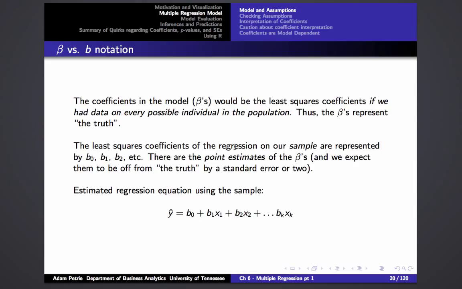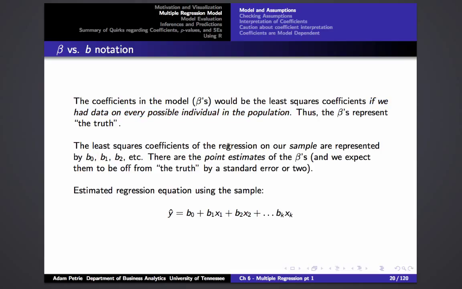Okay, once again, to differentiate between the values that we're measuring from our data and what the truth is, we have this beta versus lowercase b. So the coefficients in the model, the betas that we just talked about, would represent the least squares coefficients if we had data on every single individual in the population. Those are the true coefficients. Now, since we only have a sample, we can guess what those coefficients are based on the values from the least squares criteria on the sample.